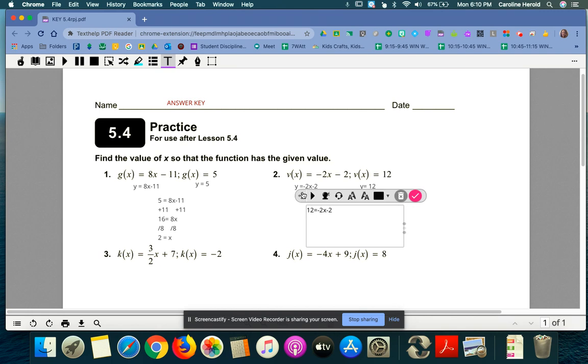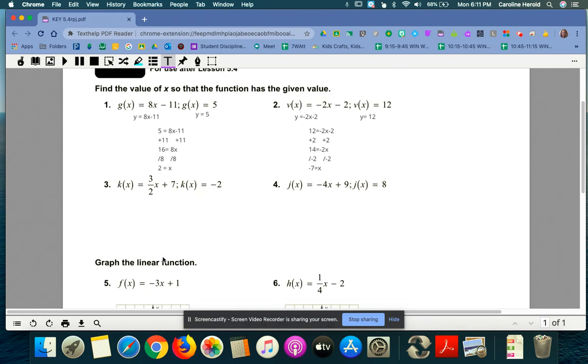So 12 has to equal negative 2x minus 2. And now I just solve that equation for x. I'm going to add 2 to both sides. I get 14 equals negative 2x. Divide by negative 2 on both sides. And I get negative 7 equals x. Okay, so these problems are just giving you the y value, the output value, and they're asking you to replace the output value and then solve for x.